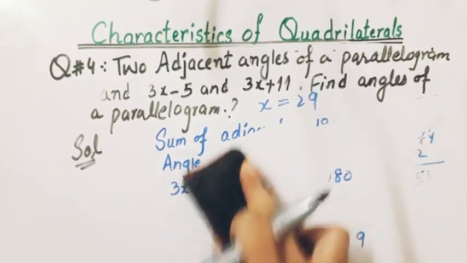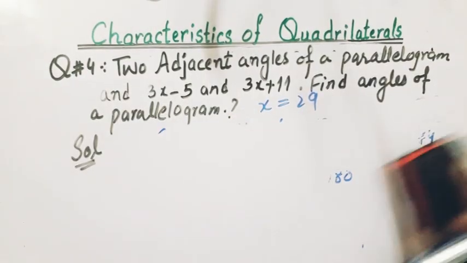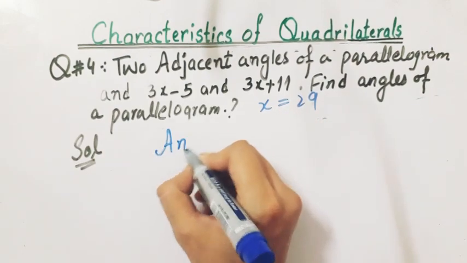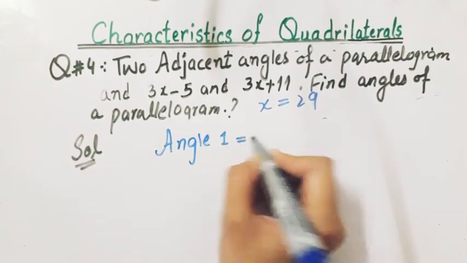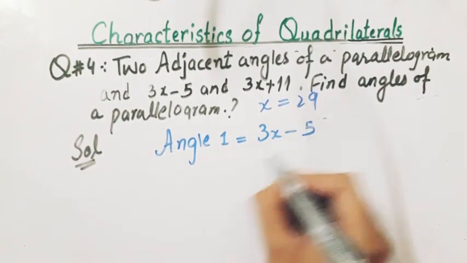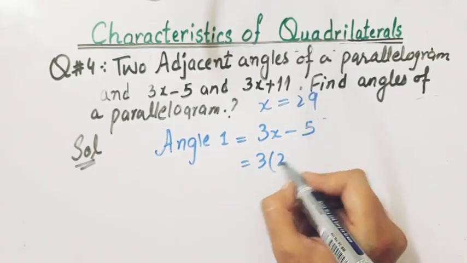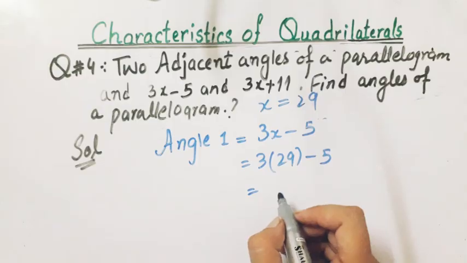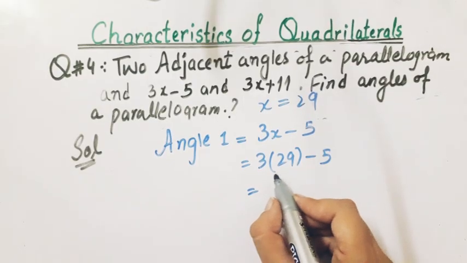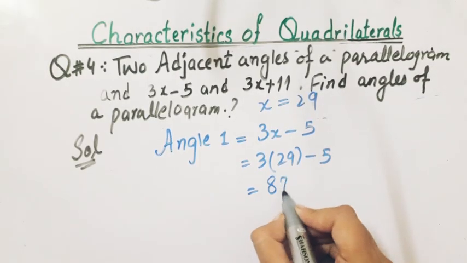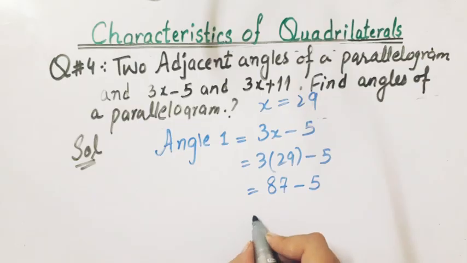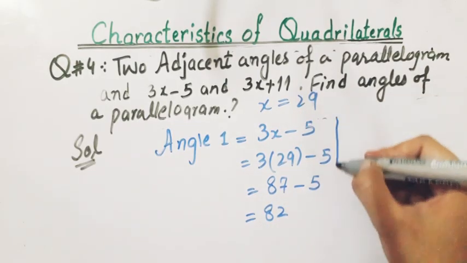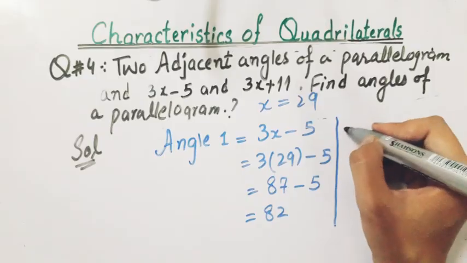For this purpose, we will write angle 1, that equals 3x minus 5. Then x is replaced by 29, so 3 times 29 minus 5. Now multiply this. 29 into 3 is 87, minus 5. So 87 minus 5 will be 82. This is the first angle. Now same as it is, we will find angle 2.